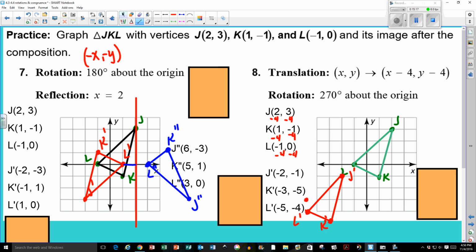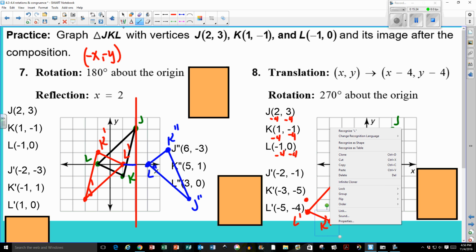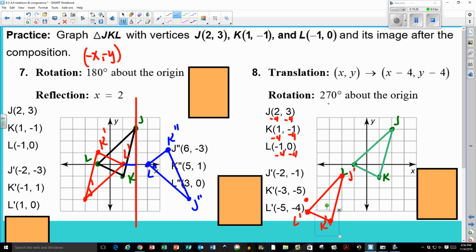So that is nothing but we just backed up 4 and dropped it down 4. And now we're going to rotate 270 about the origin. Remember, 270 about the origin.